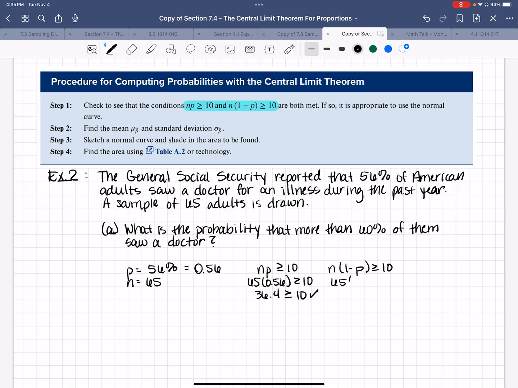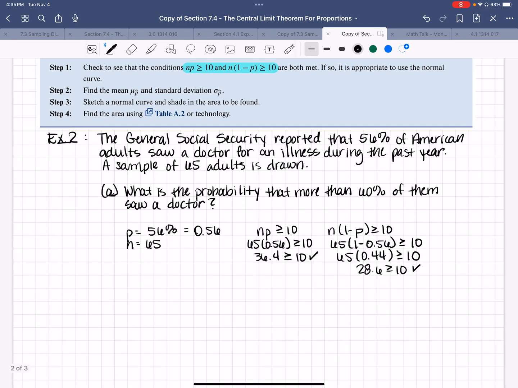So let's do the next one. That's 65 times 1 minus 0.56. Is it going to be greater than or equal to 10? Well, 1 minus 0.56 gives me 0.44, and we're checking to see if 65 times 0.44 is greater than or equal to 10. That should give me 28.6, and that is greater than or equal to 10. So they both check out. Okay, so I can proceed.